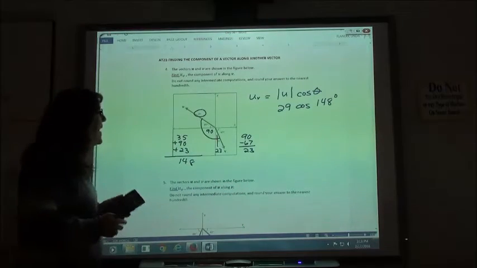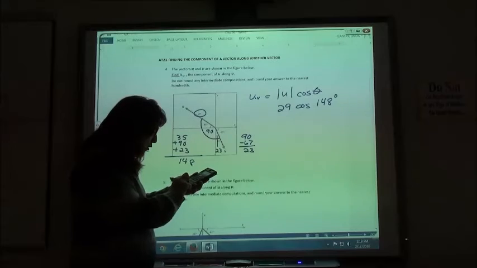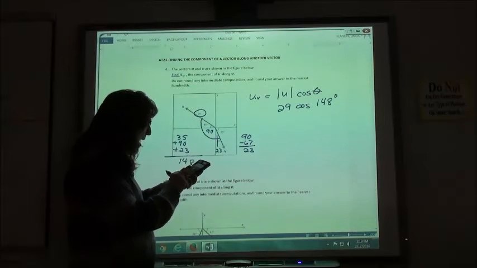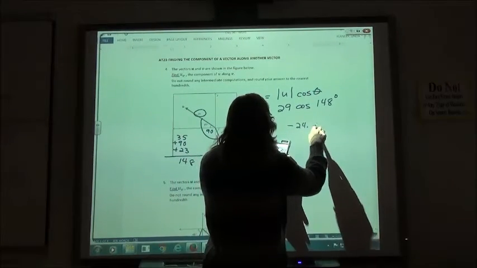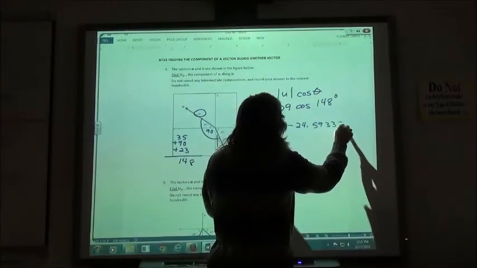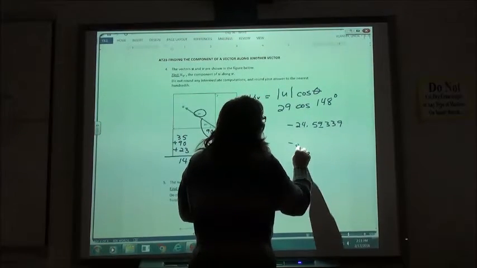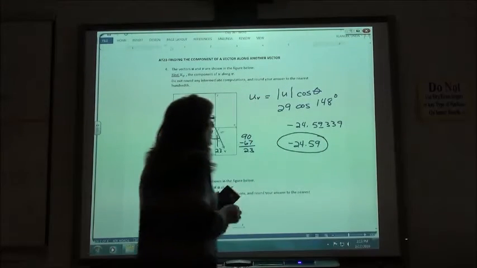Again, I'm in degree mode. Make sure your calculator's in degree mode. You're just going to type in 29 cosine of 148. I get negative 24.59339. I'm going to round my answer to the nearest hundredth, so negative 24.59 is going to be my answer.